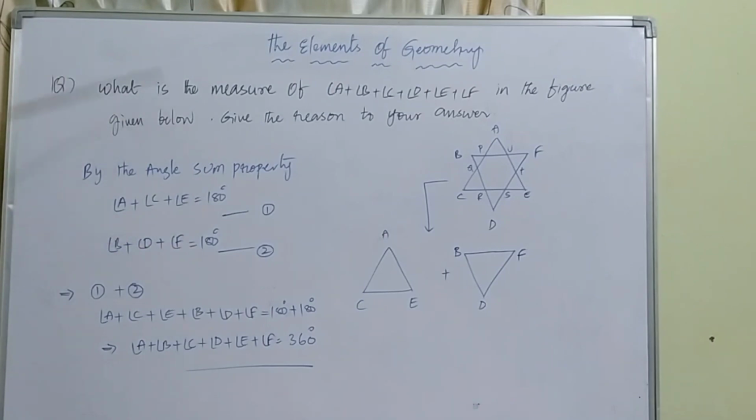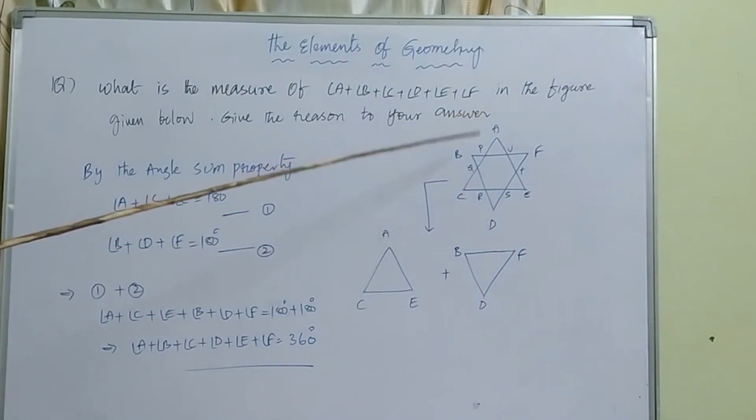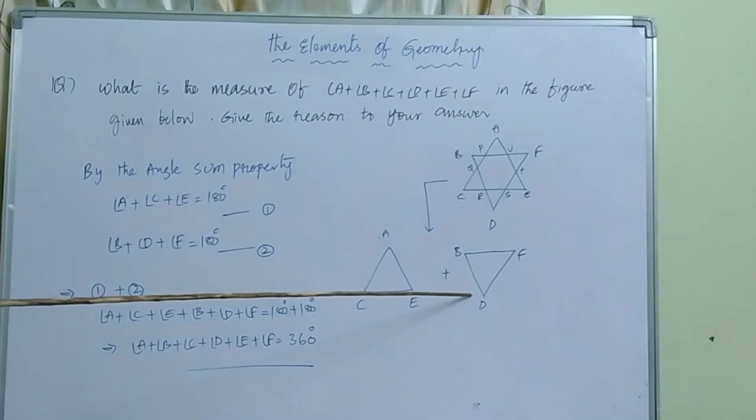This is our brain teaser. First question. What is the measure of angle A plus angle B plus angle C plus angle D plus angle E plus angle F? In the figure given below, give the reason for your answer. Here in this figure, two triangles are included. What are they? First, ACE, and second, BDF.